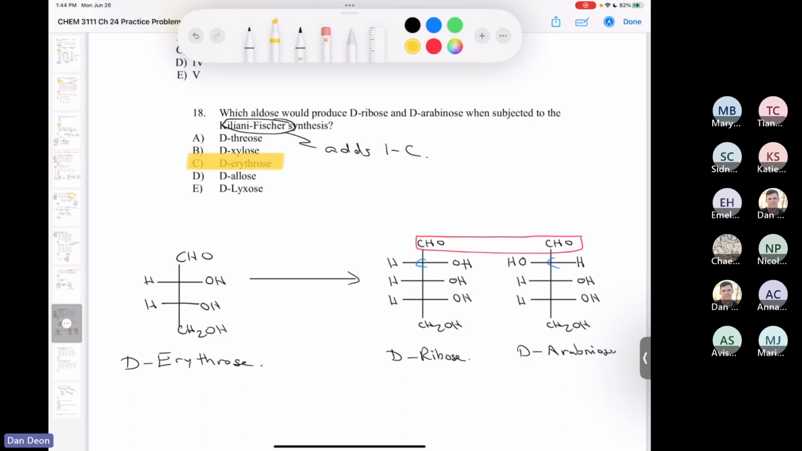So the conditions for the Kiliani-Fisher synthesis make it kind of a lengthy synthesis. The first step involves the formation of a cyanohydrin, using HCN, everybody's best friend. That's a joke. Okay, and then in the second step, you have this whole concoction of hydrogen gas and palladium on barium sulfate. This is a type of poison catalyst. And then you put it in water.